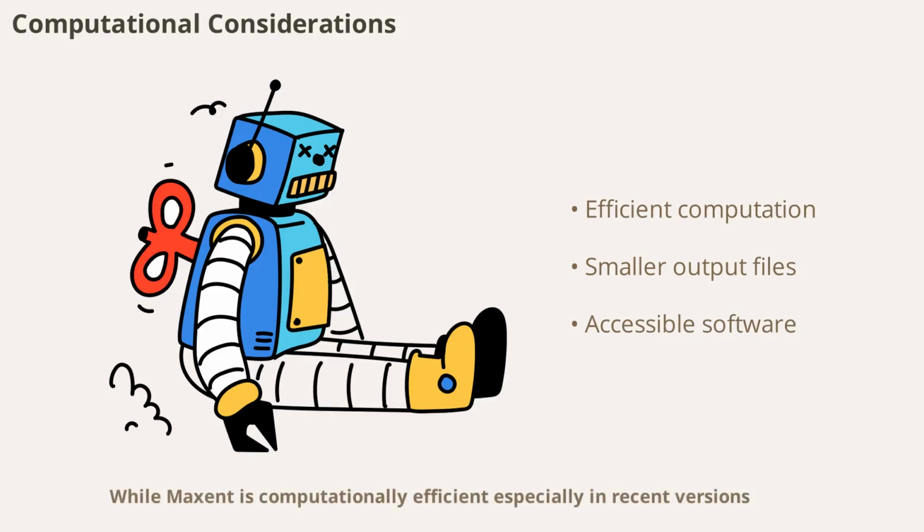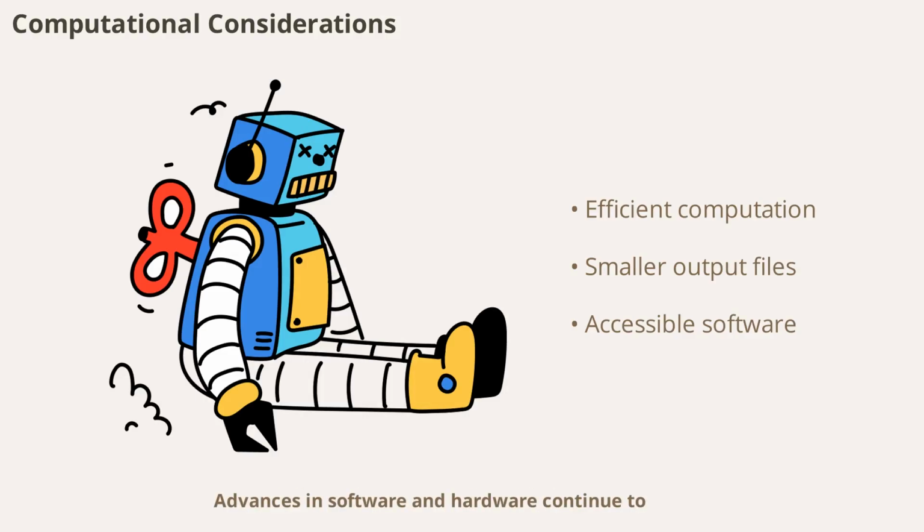While MaxEnt is computationally efficient, especially in recent versions, large datasets and complex models can still require significant processing time and storage. Compared to GARP, MaxEnt produces smaller output files and generally runs faster, especially as the number of models increases. Advances in software and hardware continue to make these analyses more accessible to researchers worldwide.